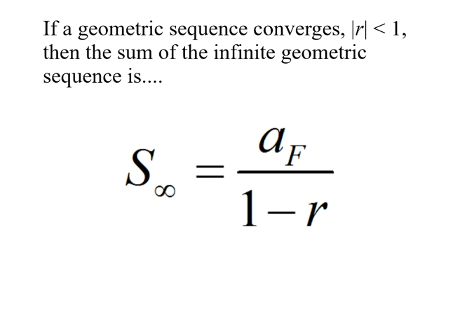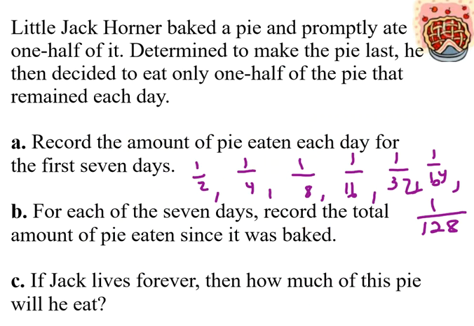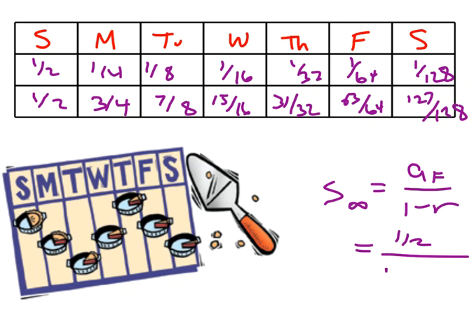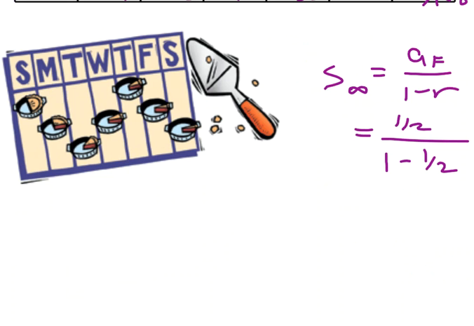So let's go back to little Jack Horner, who sat in a corner eating his pie infinitely long. So on the first day, and I'm going to go back to that sum, right? Infinite sum is AF over 1 minus r. On that first day, he ate half of the pie and decided to make it last. He only ate half of each remaining day. So half over 1 minus a half is another half, which comes out as 1. He ate the whole pie.